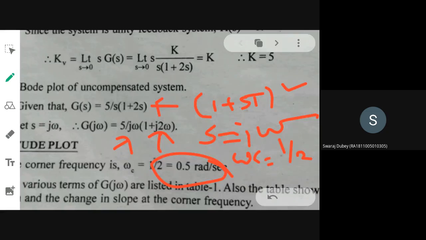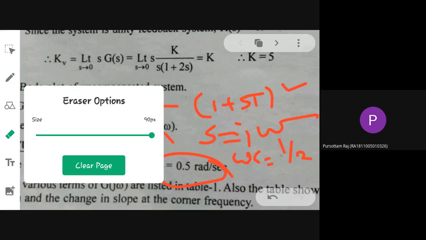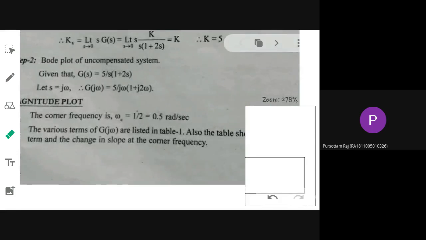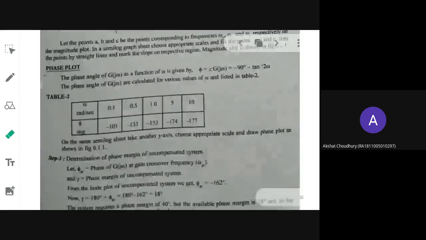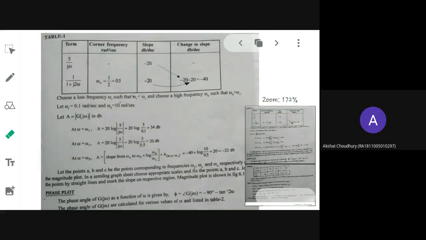You know how to draw the Bode plot, that is not new to you. So tell me quickly. Slope, change in slope, and you need to form the magnitude and phase table. What are the things that you have to represent in the table? You need to choose one corner frequency, the slope and change in slope. Two extra frequencies you have to choose. That is next.